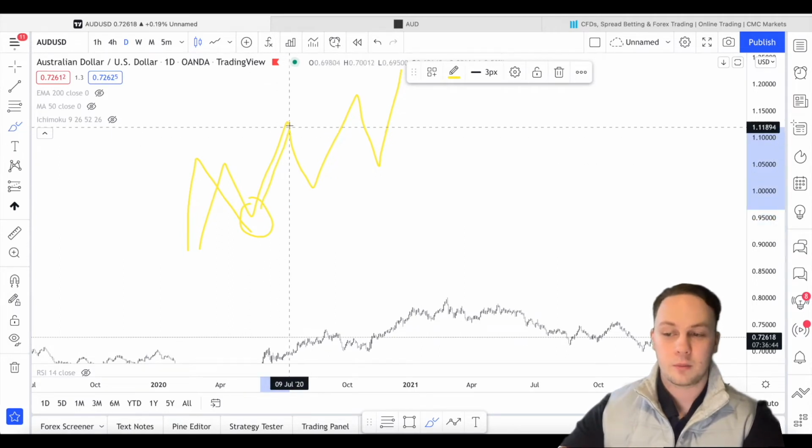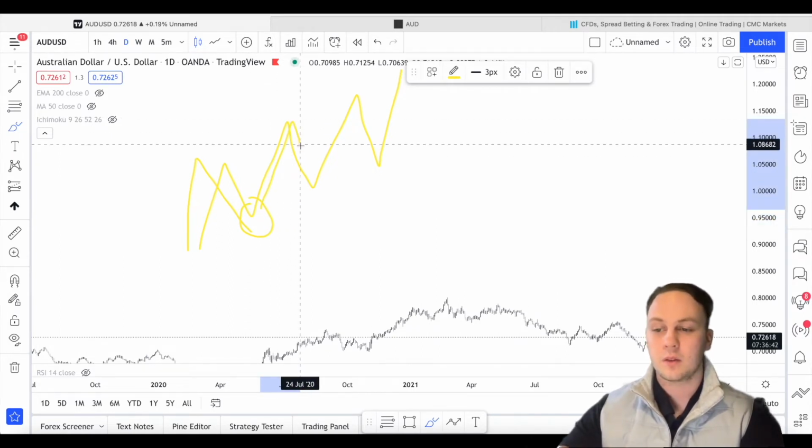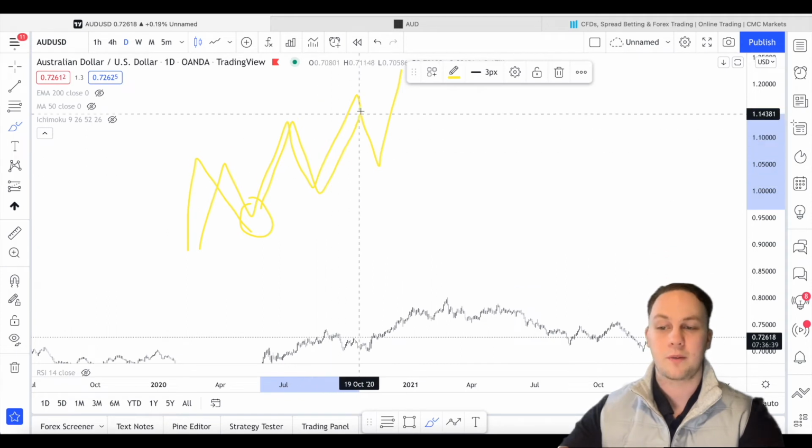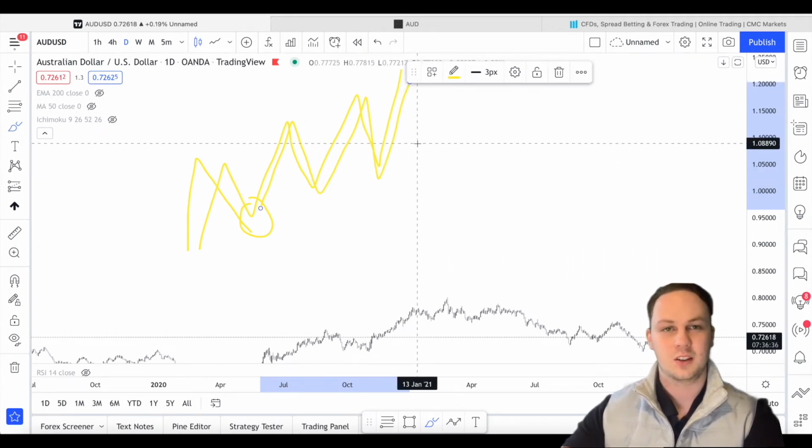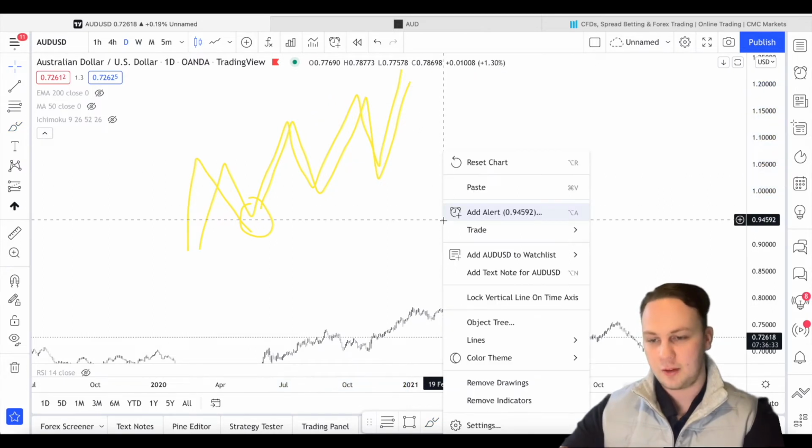Then we have a continuation to the upside. Then we have the pullback. Then we have the continuation, the pullback, and then the continuation to the upside. Now let me draw this on again here for you.